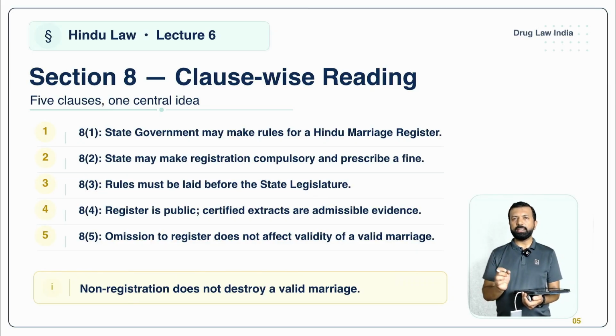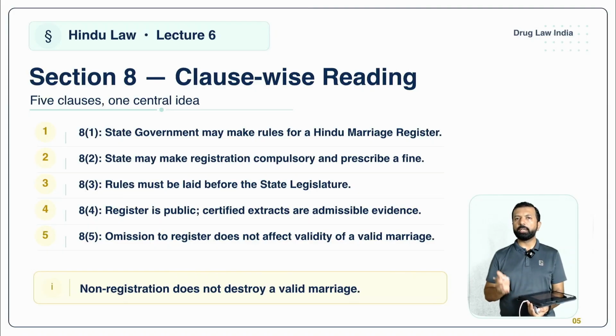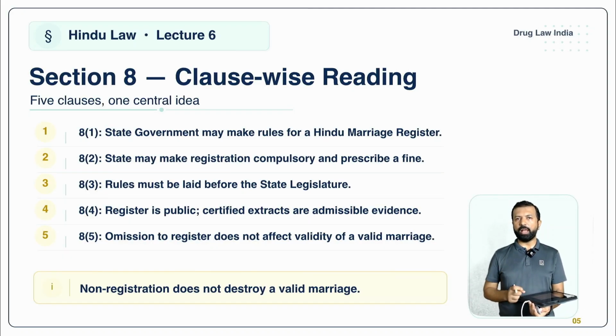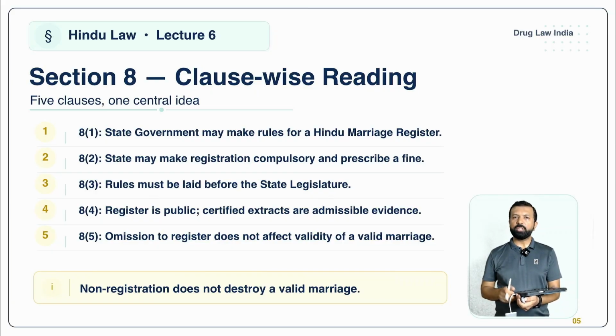Subsection 3 says that rules made under Section 8 must be laid before the state legislature. Subsection 4 is very important for evidence. It says that the Hindu marriage register is a public document. It is open for inspection at reasonable times. Certified extracts from it are admissible as evidence in a court of law. This means that the certificate has legal value. Now comes subsection 5, which is very important.